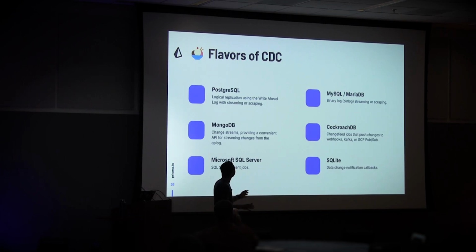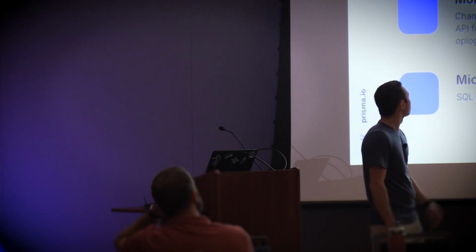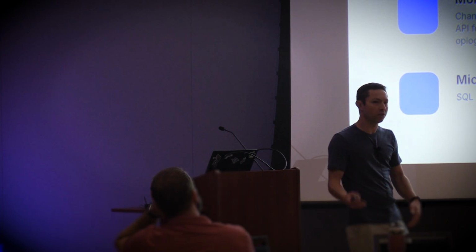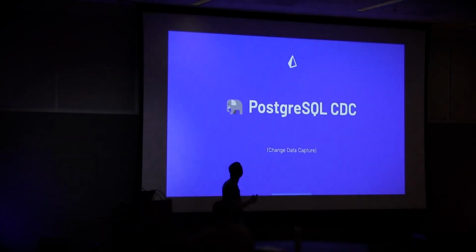So there's a lot of flavors of CDC for various databases. In Postgres, you have logical replication. We'll take a look at that one today. In MySQL, MariaDB, you have the binlog. In MongoDB, you have a concept called change streams. CockroachDB actually has this thing called changefeeds where you can do webhooks, Kafka, PubSub, probably some other options. SQL Server has SQL Server Agent jobs. And in SQLite, they have this data change notification callback that you can hook into if you're working at a lower level of SQLite. It'll tell you anytime into your app when you change data from elsewhere in the app.